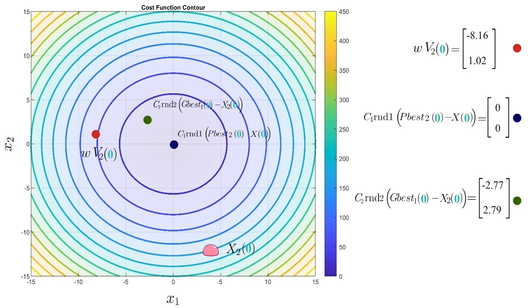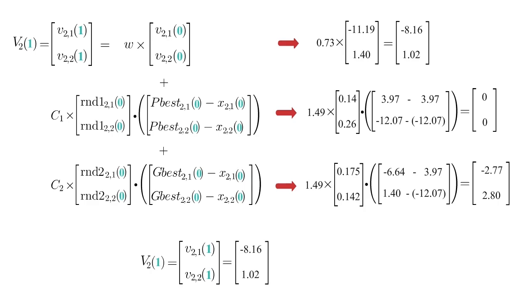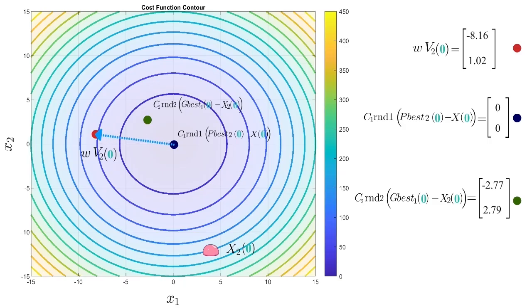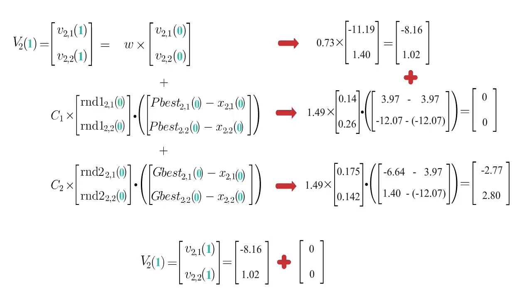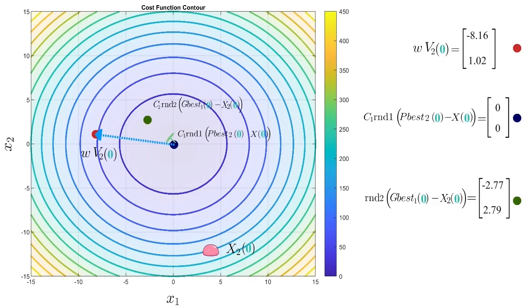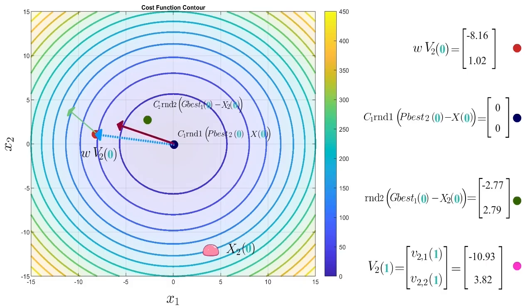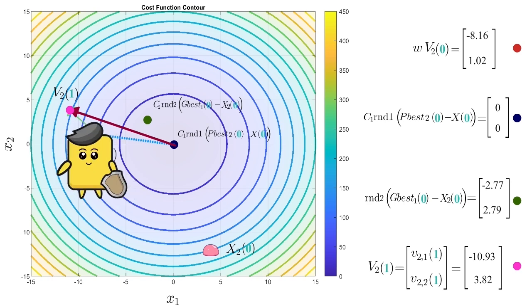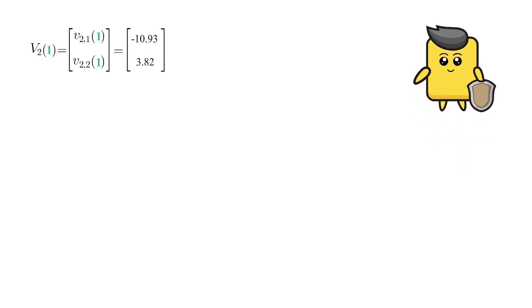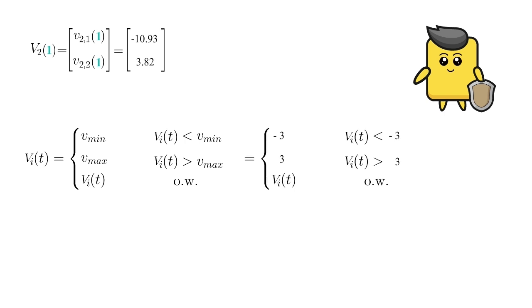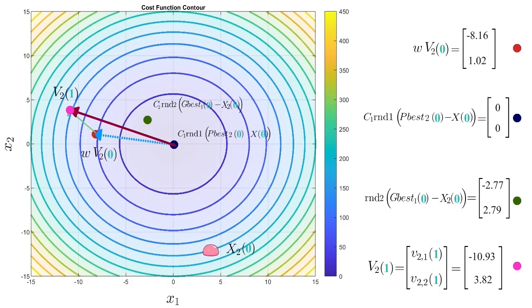The new velocity value is obtained by summing these three vectors: the momentum vector plus the cognitive vector, which is 0, and plus the social vector. The sum of these vectors results in the new velocity vector. But the guard warns that the new value is not within the permitted range. Therefore, the new velocity value must be adjusted to fall within the permitted range, which is between -3 and 3.